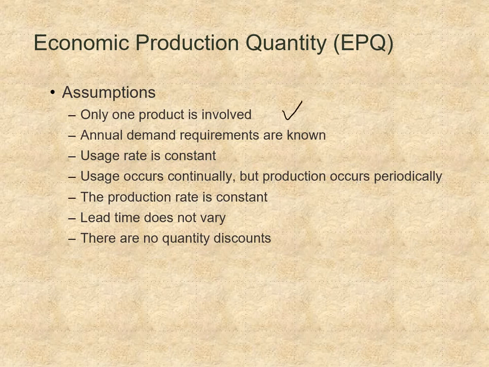We assume that we know the annual demand, usage rate is constant, production rate is constant, lead time does not change, and there's no quantity discount, and usage occurs continuously, but production occurs periodically.